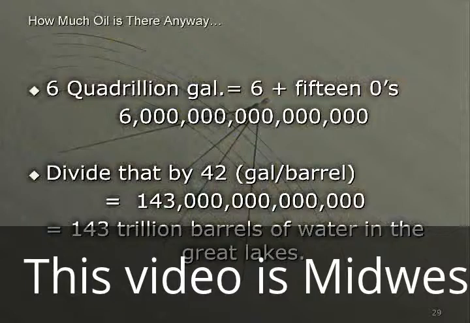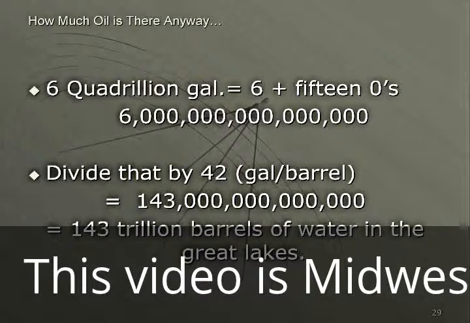The Great Lakes board or panel, whatever it is, says there are 6 quadrillion gallons of water in the Great Lakes system. Now I'm in big trouble, because I have a hard time getting my head wrapped around a trillion, and now I've got to get my head around a quadrillion. But they said it was a 6 with 15 zeros. So I write that down. Then I divide it by 42, which is the number of gallons of oil in a barrel. This is to get the barrel conversion. And I come up with 143 trillion barrels of water in the Great Lakes system.